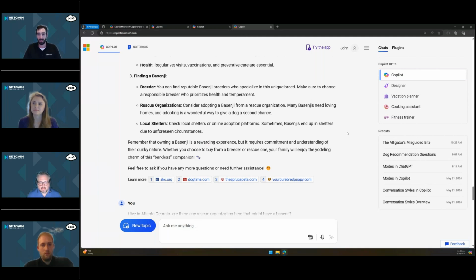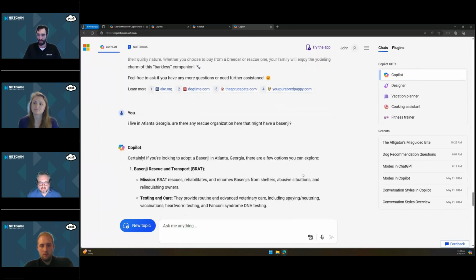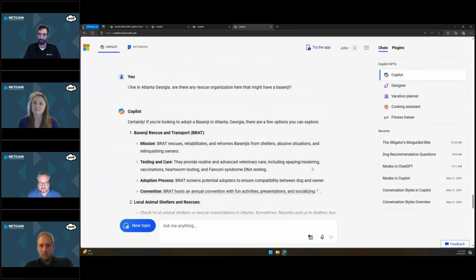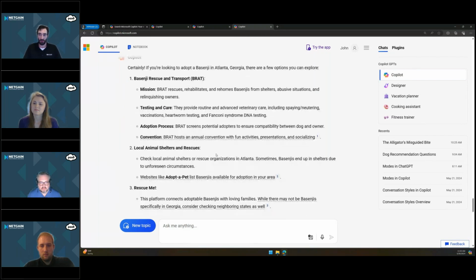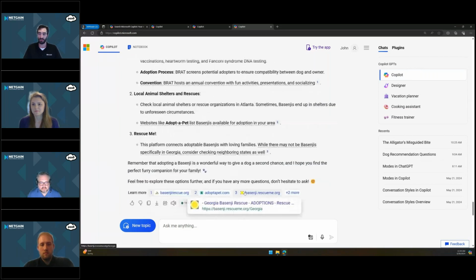So myself, I'm down here in Atlanta, Georgia. So I'm telling him I live in Atlanta, Georgia. Are there any rescue organizations here that might have a Basenji? Go ahead. He already did all the work for me. There's a few. There's actually one called BREAD. That's a great acronym, right? That is focusing on Basenjis. There's the local animal shelter. There's Adopt a Pet. There's Rescue Me, right? And again, he's giving me links to it. Here's the actual link to the Georgia Basenji Rescue. Perfect. I can go there.